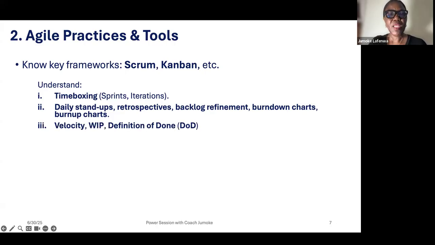Okay. And then velocity. I think I explained velocity not too long ago. That is the amount of work within an iteration that a team will do. You also need to understand work in progress. You see, when you have your Kanban board, you have to do in the first column, and then you have ongoing or doing in the middle column, and then you have done in the third and the last column.